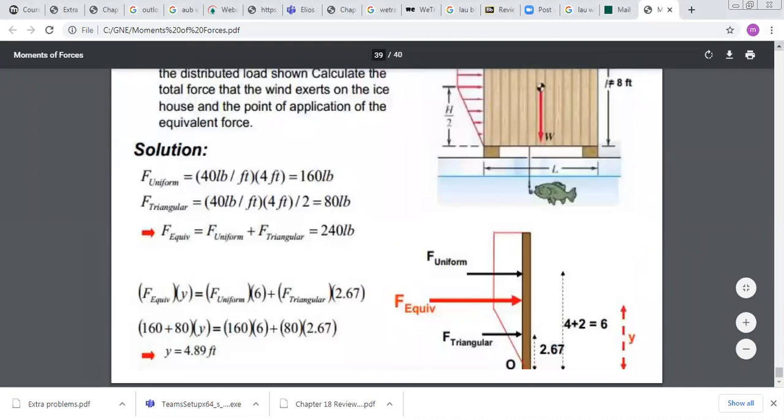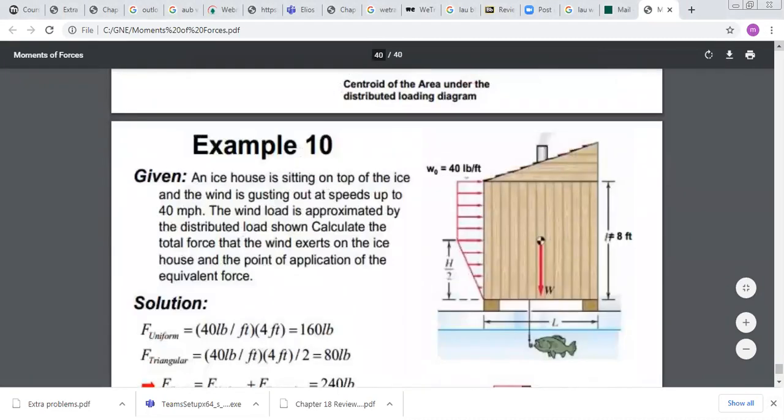In this example, you have a nice house sitting on the top of the ice, and the wind is hitting it at a speed of 40 miles per hour. The wind load is approximated by the distributed load shown in the figure. Calculate the total force that the wind exerts on the ice house and the point of application of the equivalent force. Okay, so in this problem, we have a house subjected to wind action.